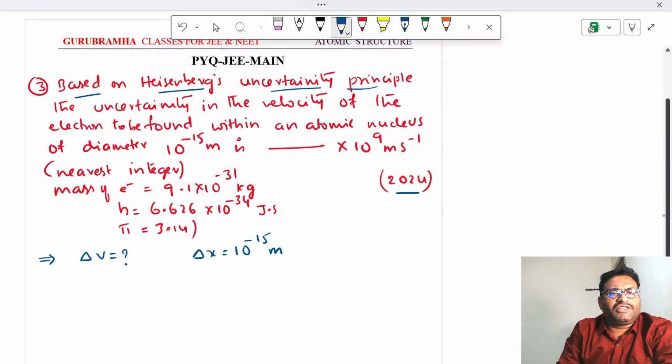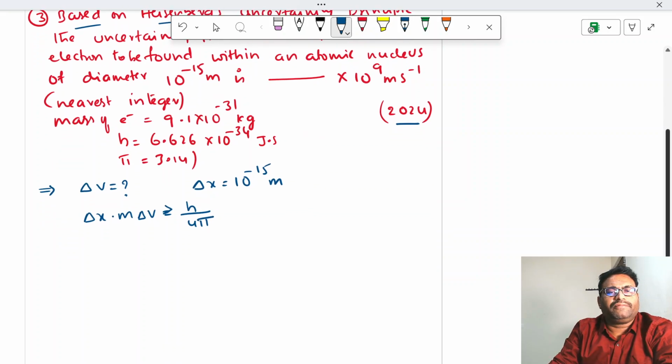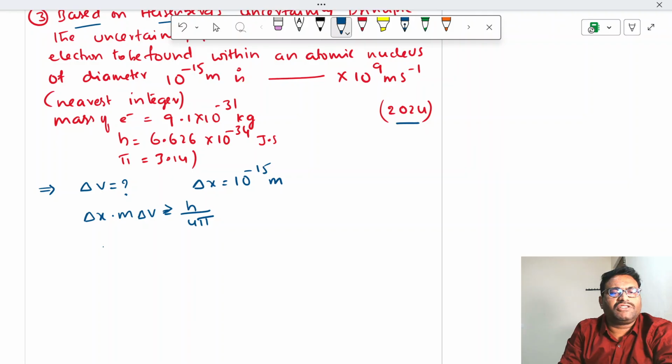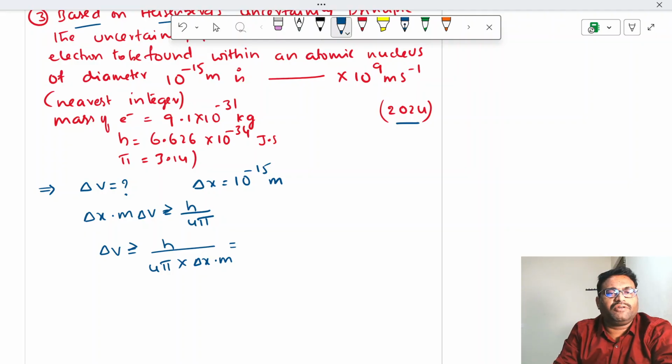So then let us take the same delta V. Now delta V is asked. We have the formula delta X into M into delta V is greater than or equal to H by 4 pi, right? So what is asked? Delta V. Delta V is greater than or equal to H by 4 pi into delta X into M.